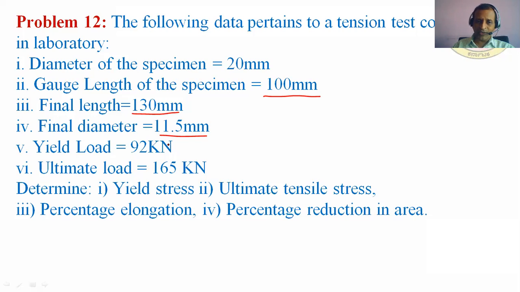The yield load given is 92 kilonewton. The ultimate load is 165 kilonewton. Determine yield stress, ultimate tensile stress, percentage elongation, and percentage reduction in area. Note, in this problem I have purposefully taken percentage reduction in area, so that you know where the final diameter gets used, right?